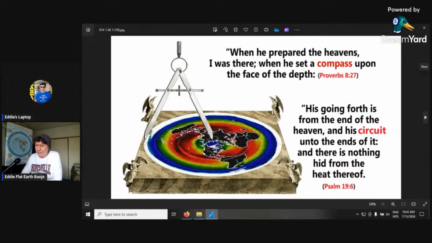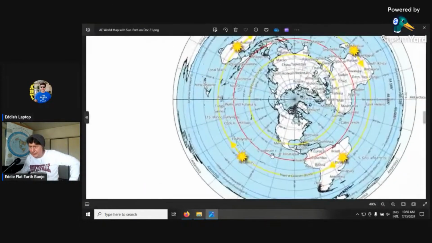When he prepared the heavens, I was there. When he set a compass upon the face of the deep. A map. About the sun, his going forth is from the end of the heaven, and his circuit unto the ends of it, and there is nothing hid from the heat thereof. A map.